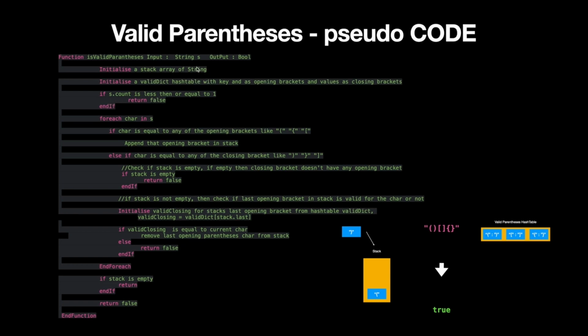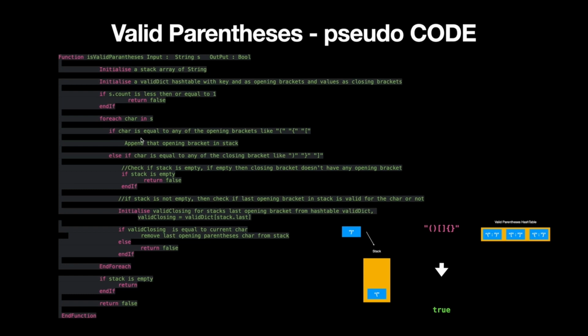So if s.count, the string count, is less than or equal to 1, it means we don't have many parentheses to be tested. Only one parenthesis is there. So if only one is there, it means it is not a valid parenthesis, because there have to be two parentheses in your string, then only it can be valid, right? The pair, then only we can check the pair. So we'll return false. So for each character in the string, we'll run a loop, right?